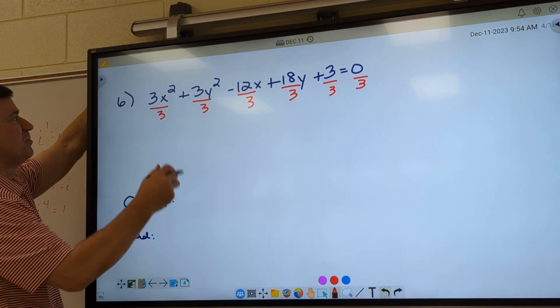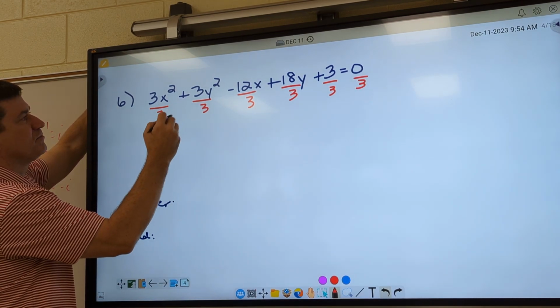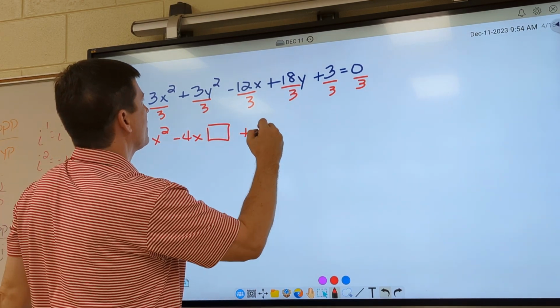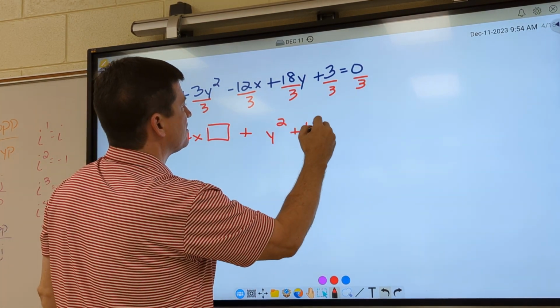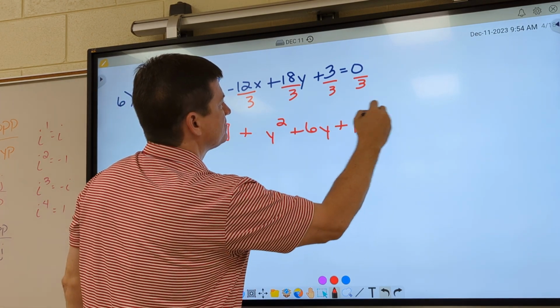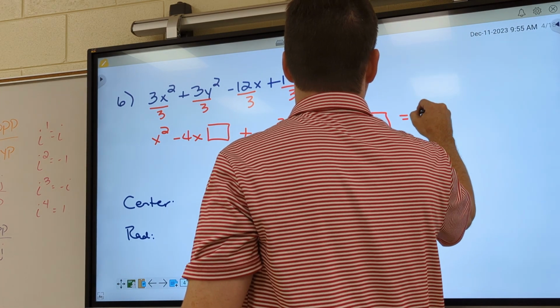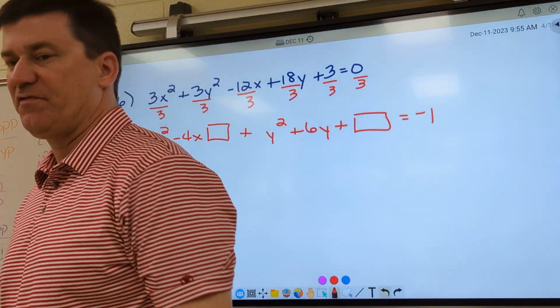All right, so now let's put them into groups. So I got x squared minus 4x, then a box. Y squared plus 6y, then a box. That's going to be positive 1. Move it over is negative 1. Bet y'all can finish it from there.